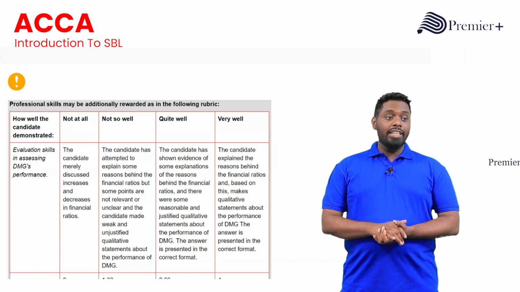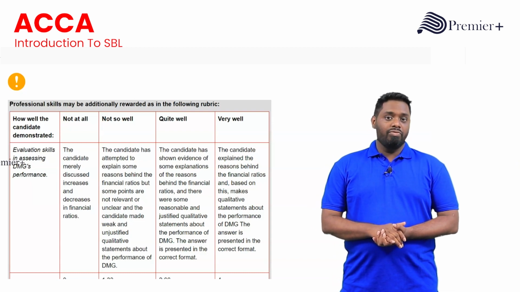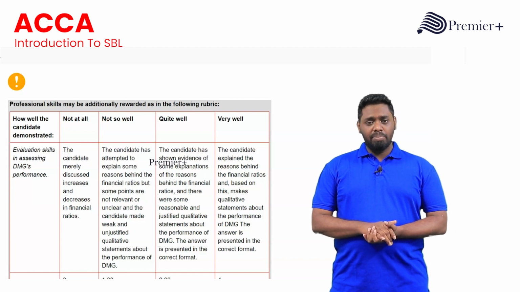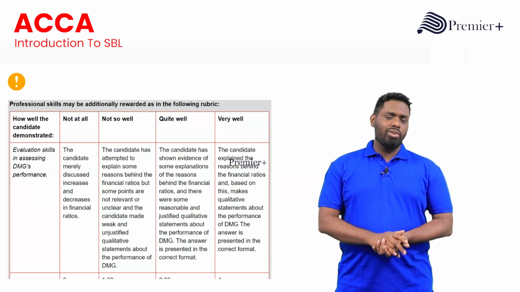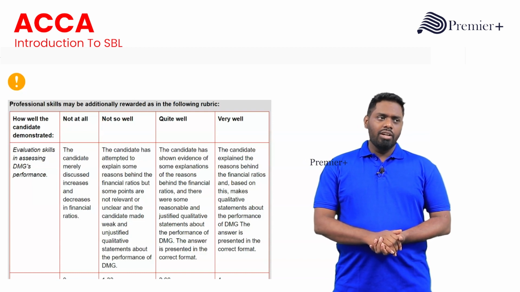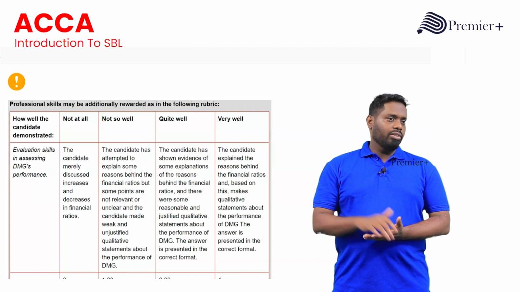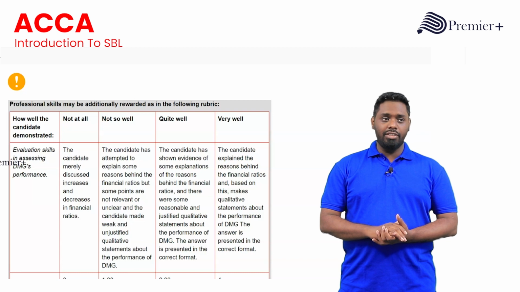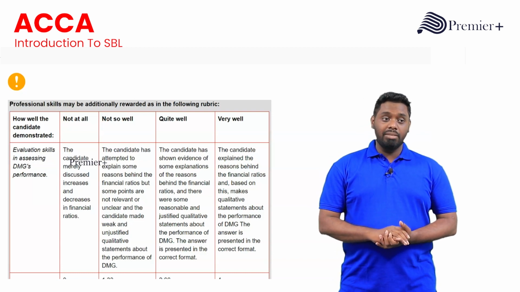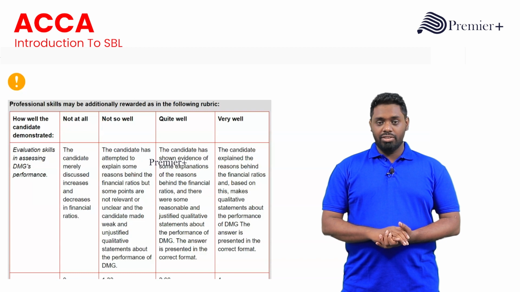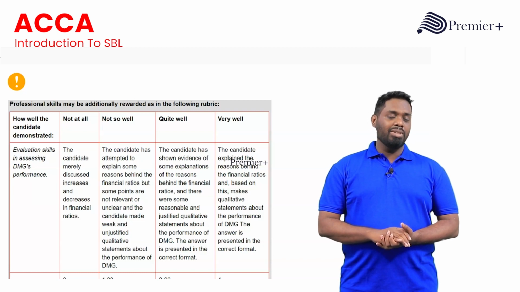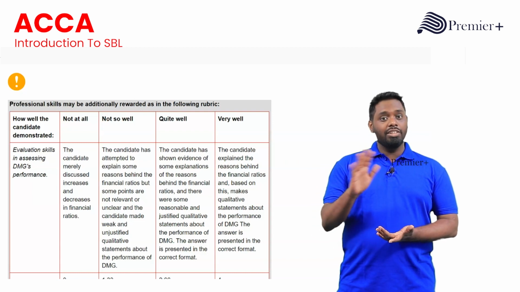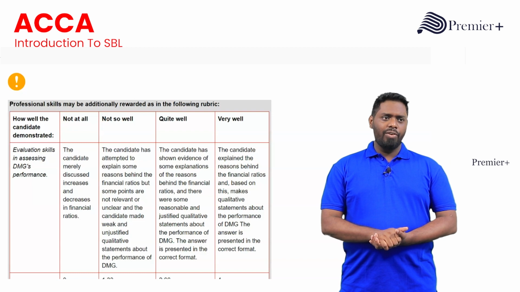And the candidate made weak and unjustified qualitative statements. So they don't give you marks, but still, because you have displayed the skill to a certain extent, you get 1.33 out of 4. How has the candidate demonstrated? Third rubric. Quite well. The candidate has shown evidence of some explanations of the reasons behind the ratios, and there were some reasonable and justified qualitative statements. So there is nothing unreasonable, but you are not able to capture everything. But whatever you have captured are reasonable. You get 2.66.